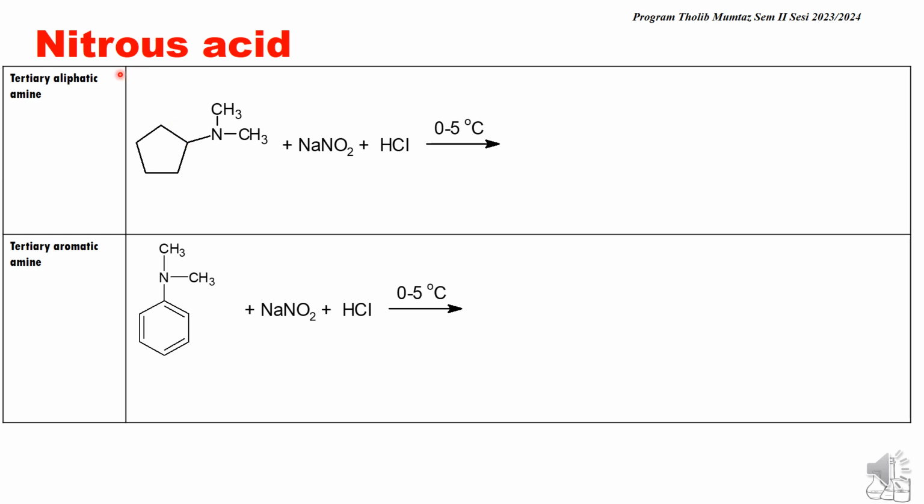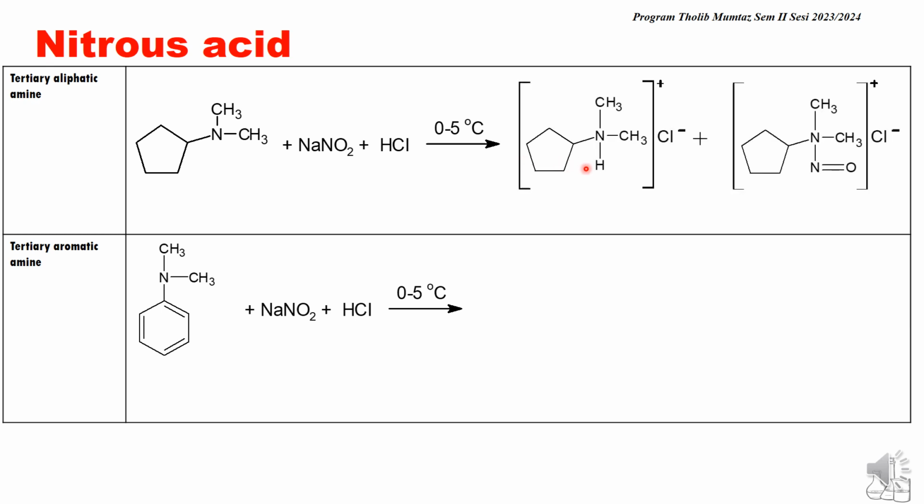The next reaction of nitrous acid is with tertiary aliphatic amine. So when this reacts with nitrous acid, it will form two different ionic compounds. The first compound is when hydrogen is attached to the tertiary nitrogen, which now makes the nitrogen with positive charge, and it is balanced with Cl negative. The other ionic compound is N double bond O attached to the tertiary nitrogen.